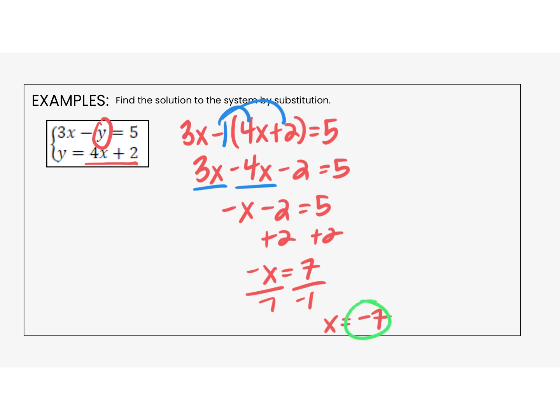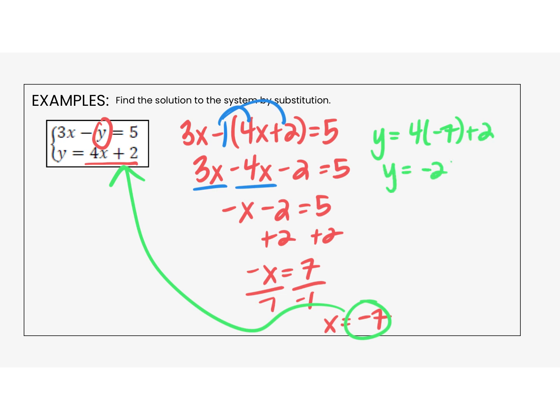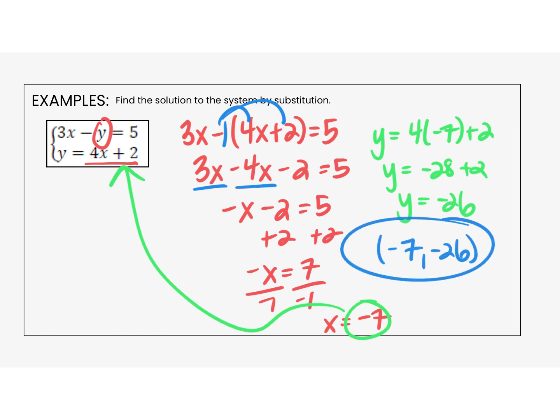Okay, now I'm going to take that value and plug it in back up to here in my equation. So y equals 4 times negative 7 plus 2. So that's negative 28 plus 2. So that's negative 26. So again, my final answer as an ordered pair is negative 7, comma, negative 26. And that is solving systems by substitution.